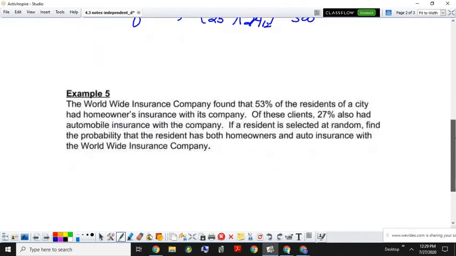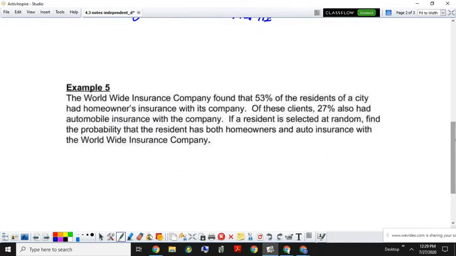Worldwide Insurance Company found that 53% of residents of a city had homeowners insurance with this company. Of those, 27% also had auto. If a resident is selected at random, find the probability that they have both home and auto. So we want to find the probability of home and auto.